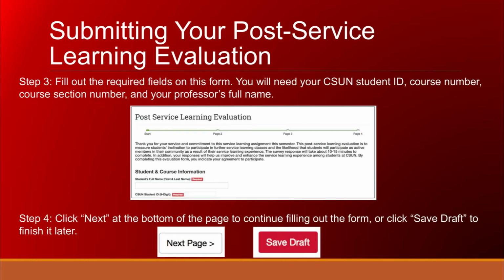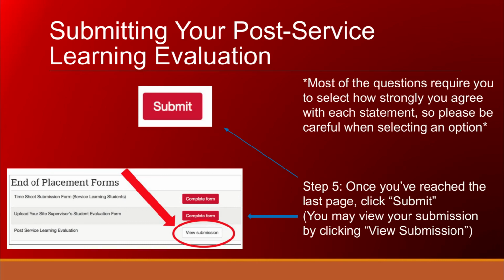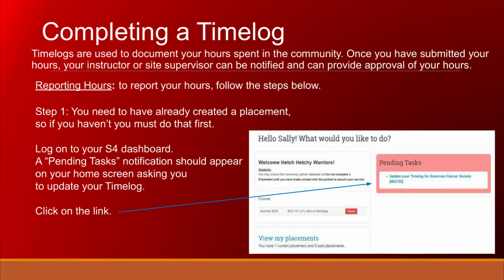Complete the required fields with your student ID, course number, course section number, and professor name, and then click Next. Like the pre-service form, you will then respond to a series of survey questions about service learning, most of which will again ask you to rate statements on a scale of strongly agree to strongly disagree. When finished, click Submit.